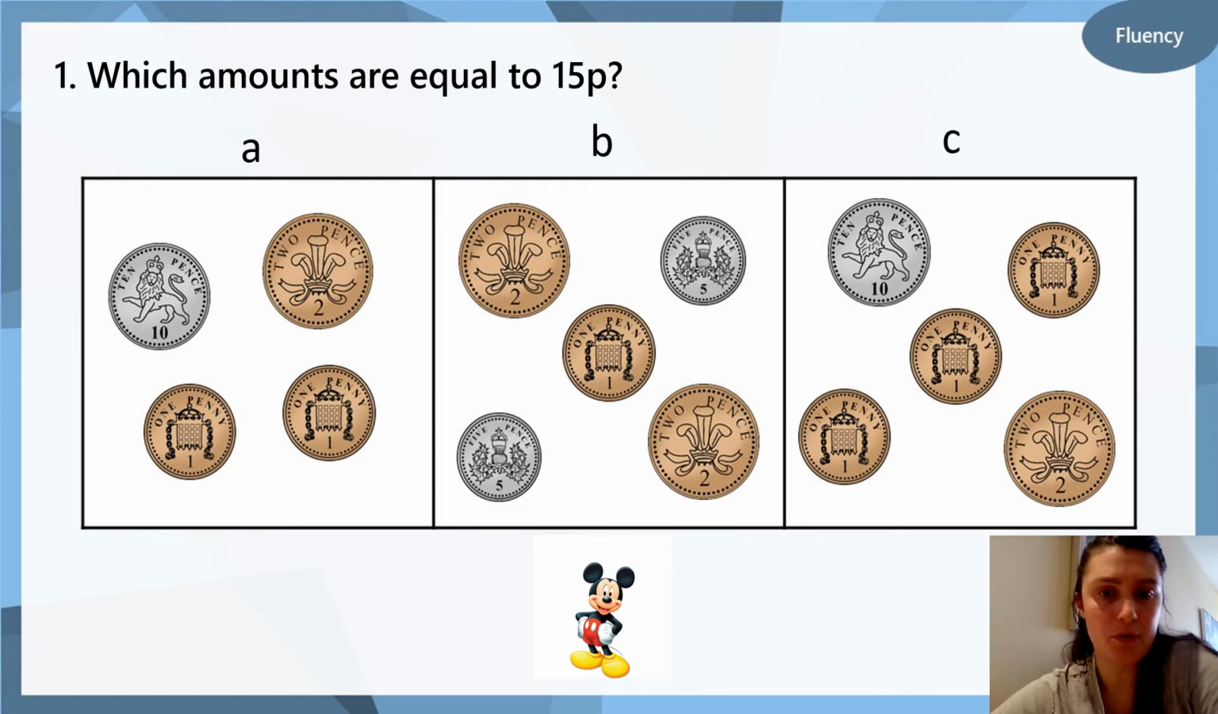Okay, so I hope you all have your pencil and paper. For question one, we're going to have a look. Which of these amounts are equal to 15p? So just like in the last picture where we counted how many were in each box, you have to do this with box A, box B, and box C. One of them, or maybe more than one, will be equal to 15p. Which ones? I want you to pause the video and find the answer.